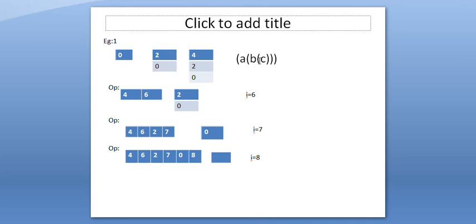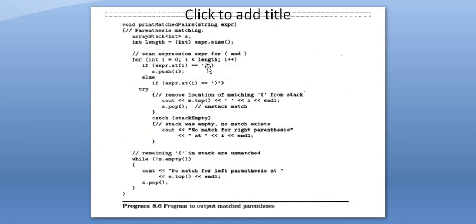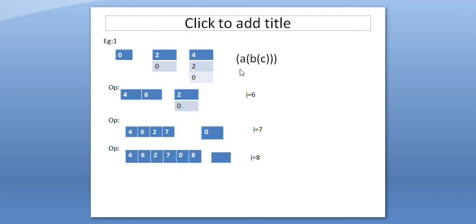Then we have b at position 3, i equal to 3, that is skipped because it is neither a left nor a right parenthesis. Then we move on to i equal to 4. At i equal to 4 you have again a left parenthesis, so 4 is pushed to the top of the stack. The stack configuration is 0, 2 and 4, and the topmost element is 4.